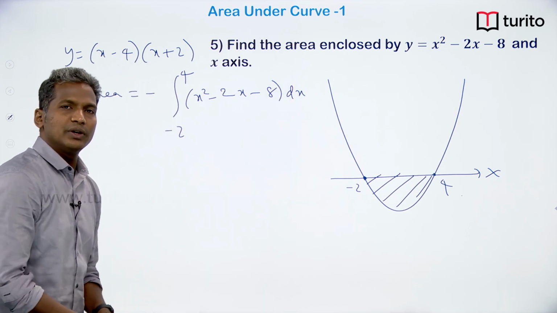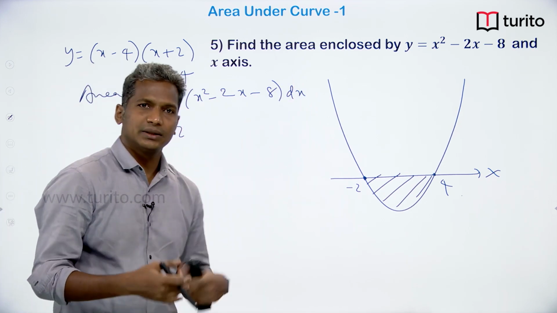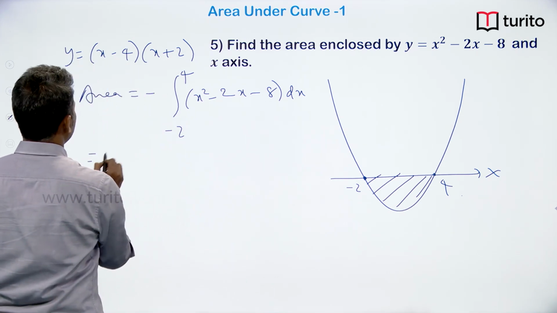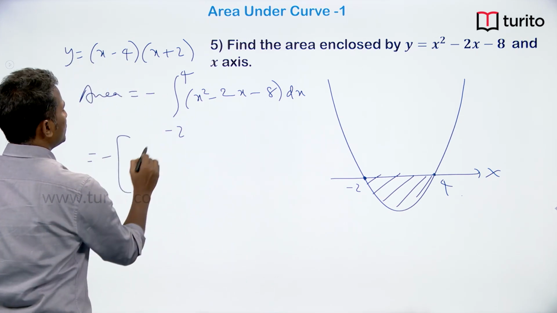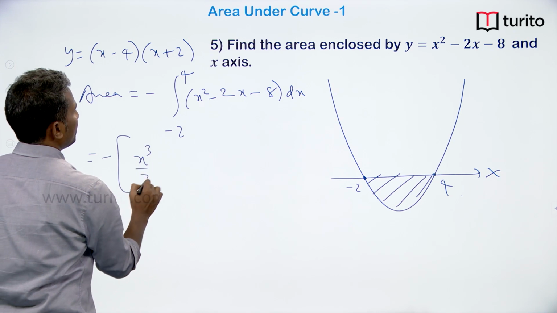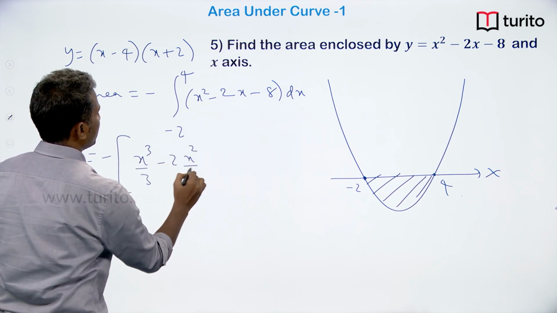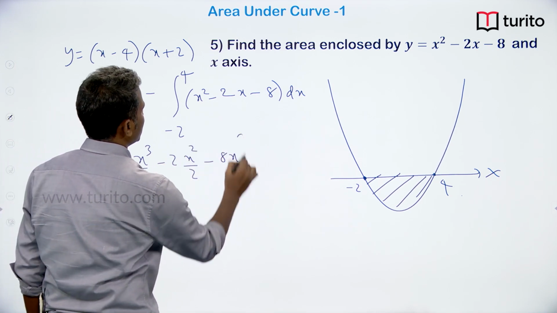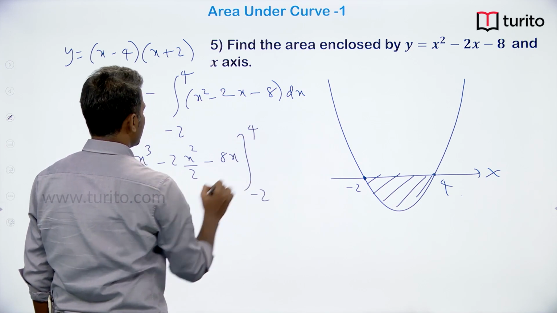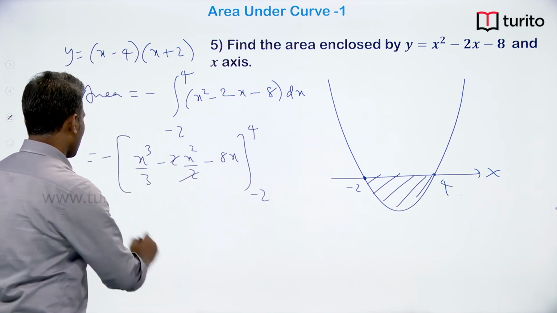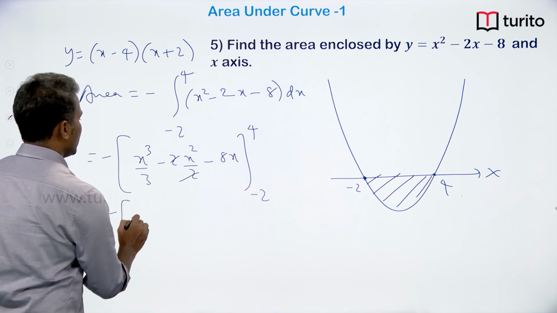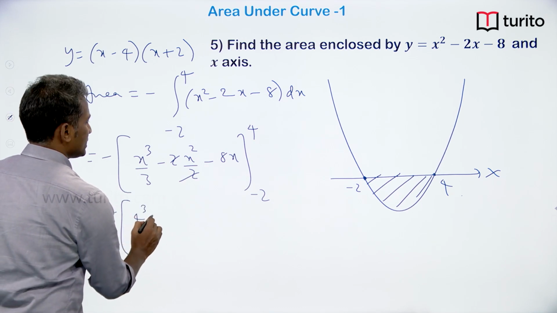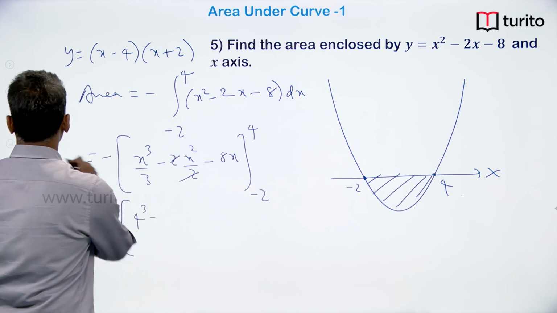Okay. So if we simplify this, we will get the required area. Let me just do the integration here. So minus x cube by 3 minus 2 into x square by 2 minus 8 into x, limits going from minus 2 to 4, 2 are getting cancelled here. So what do we get? 4 cube minus minus 2 cube.